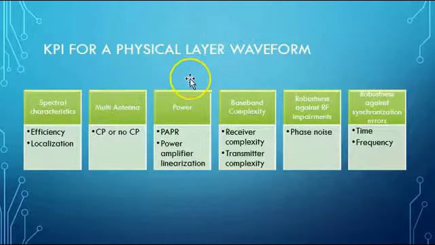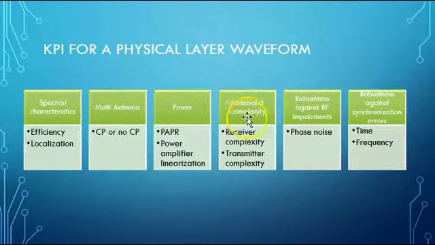The third performance indicator is the power. The waveform should not be power hungry. There should be a low peak to average power ratio requirement. Also, power amplifier linearization is a very important criterion, because in real systems we have to consider the low cost design of the power amplifier, which works in the linear zone.